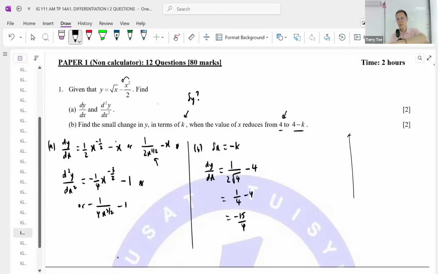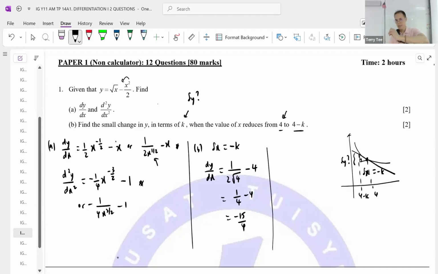Now to help you visualize this, the graph probably looks like this. Initially, your x is 4. Now it reduces from 4 to 4 minus k. The reduction is your delta x. Your delta x is negative k. I'm finding the small change in y, the small change of y in terms of k. I'm finding my delta y.